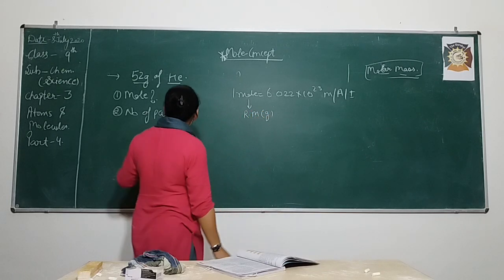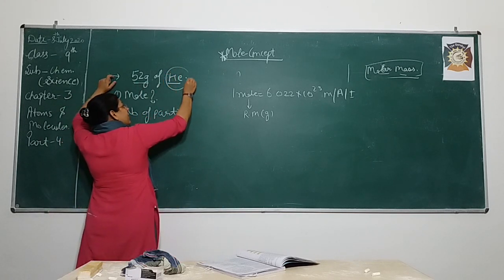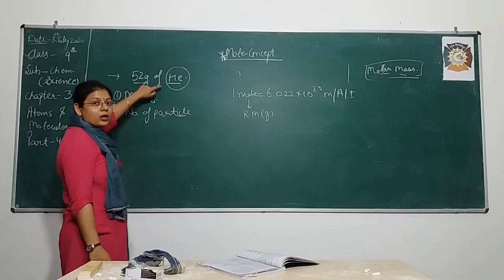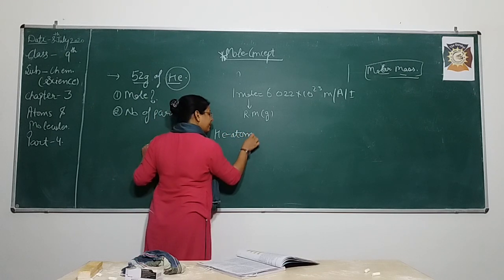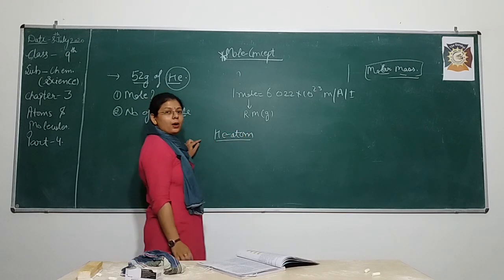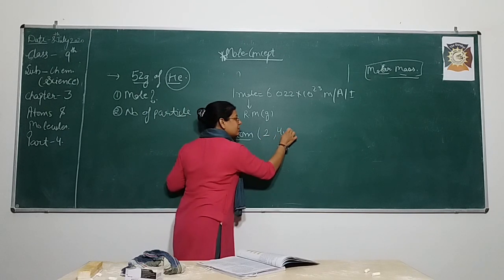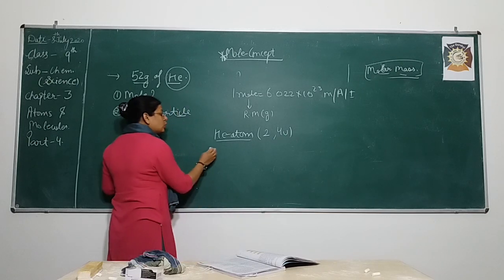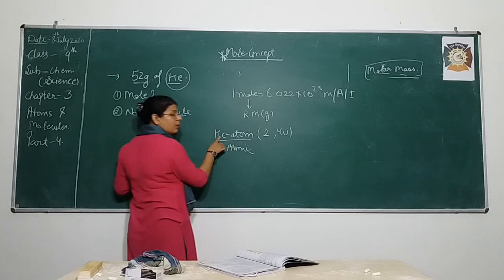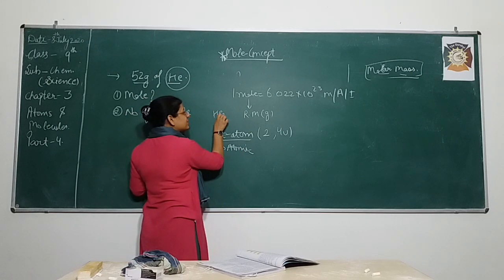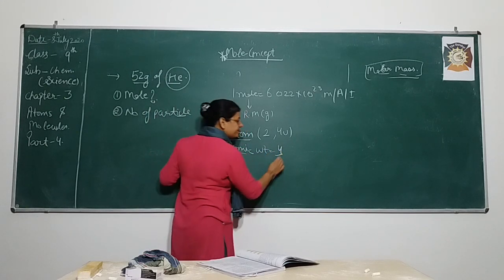Getting my point? So the first step in the numerical is you have to identify the element he is talking about. He is talking about the helium atom. What do you know about the helium atom? Its atomic number is 2 and its mass number is 4 unit. We all know that. So I know its atomic mass, because it is in the form of an atom, I am not writing He2, it is an atom. Atomic weight is 4.